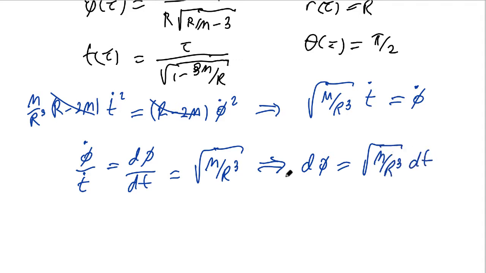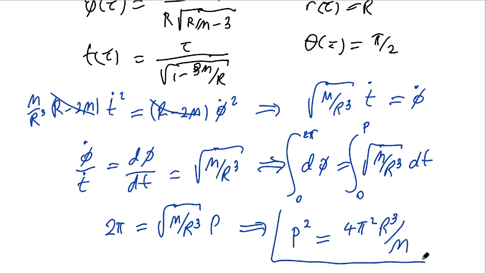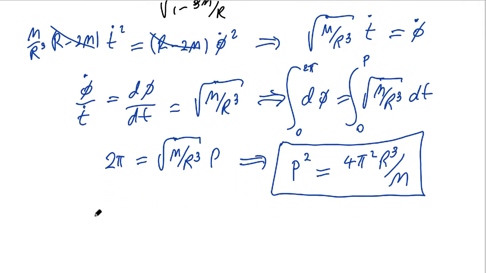And this, of course, can be written as d phi equals the square root of m over r cubed times dt, and we can integrate this over a complete orbit, that's phi from 0 to 2 pi, and t from 0 to the period p. So this gives us 2 pi on the left-hand side equal to the square root of m over r cubed times p. We can solve that for p and square it to make it look nicer. This is p squared equals 4 pi squared times r cubed over m. That, once again, is Kepler's third law of planetary motion.